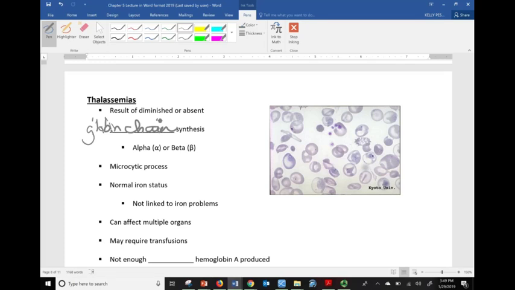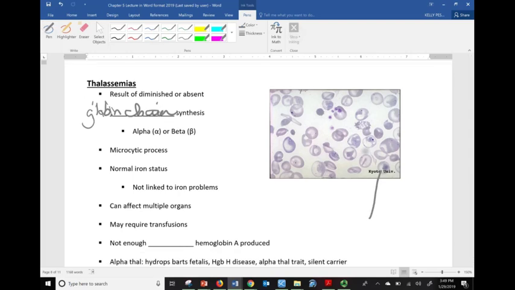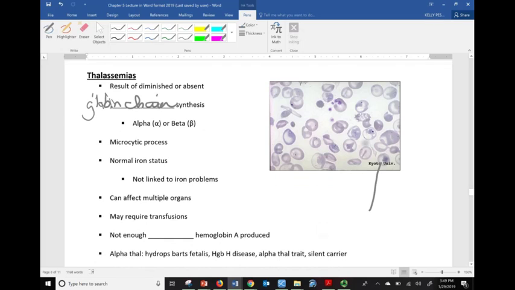So there are 2 different kinds of thalassemia. There's alpha thalassemia, and then there is beta thalassemia. And beta globin genes are found on chromosome 11, and there is 1 gene per chromosome. And alpha globin genes are found on chromosome 16, and there are 2 per chromosome. So there are a total of 4 alpha globin genes, and there are only a total of 2 beta globin genes.